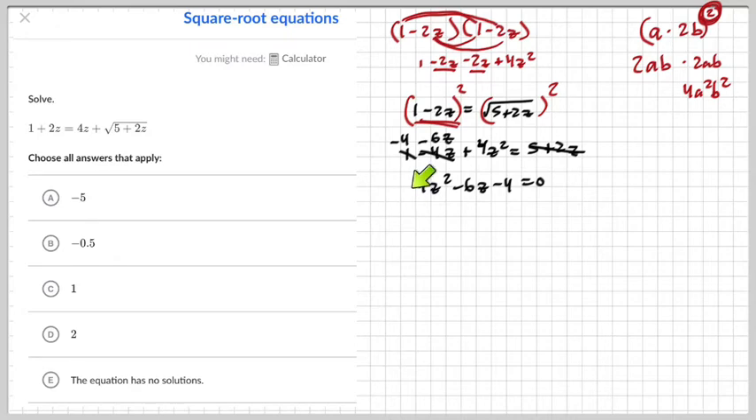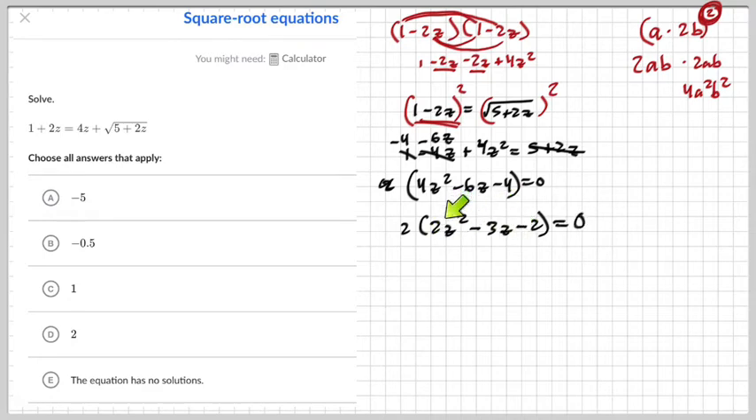I see that I can take out a common factor from each of these. And that's nice because it makes numbers smaller. I can take a 2 out. So when I take a 2 out, I get 2z squared minus 3z minus 2. And now I have to factor this diggity dog.